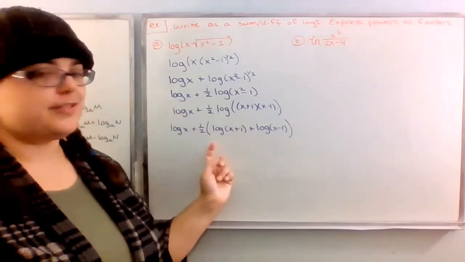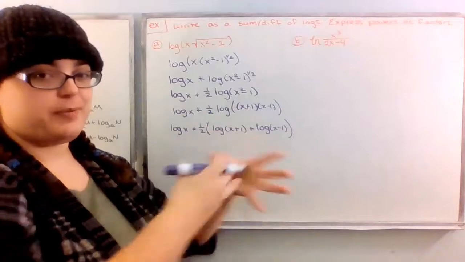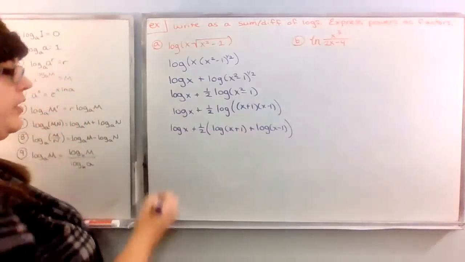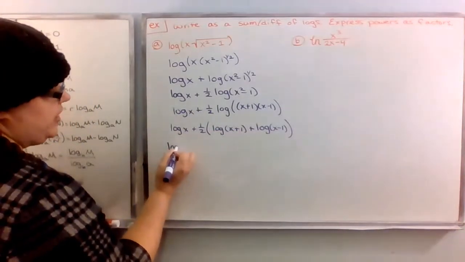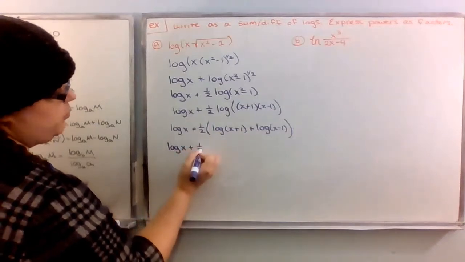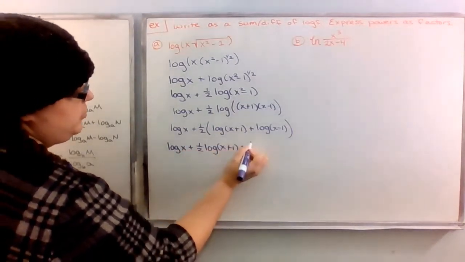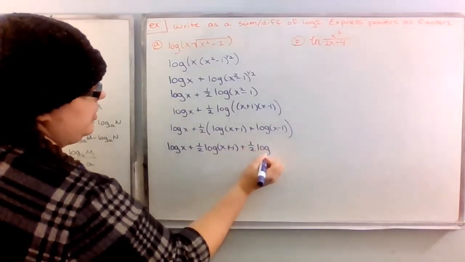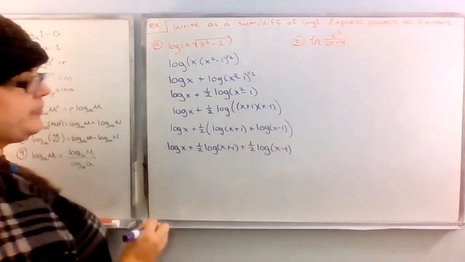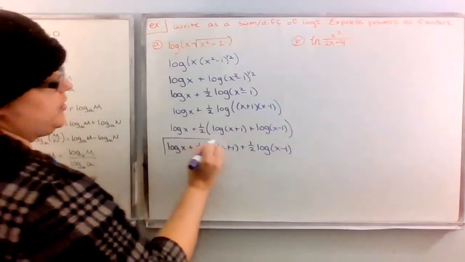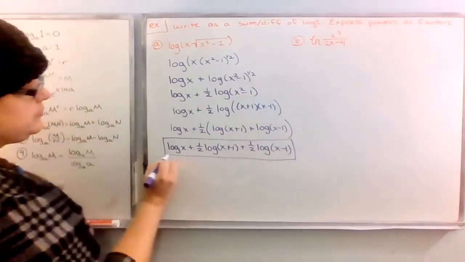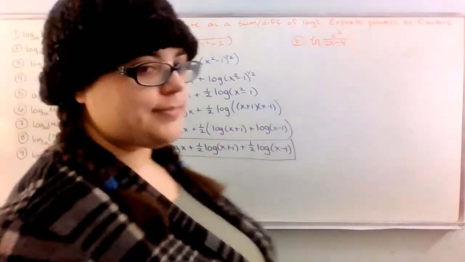And then at the very end, I'm going to choose to distribute it just to keep everything as separate as possible. So in the end, we get log of x plus 1/2 log of x plus 1 plus 1/2 log of x minus 1. And that's going to be our answer for this problem.